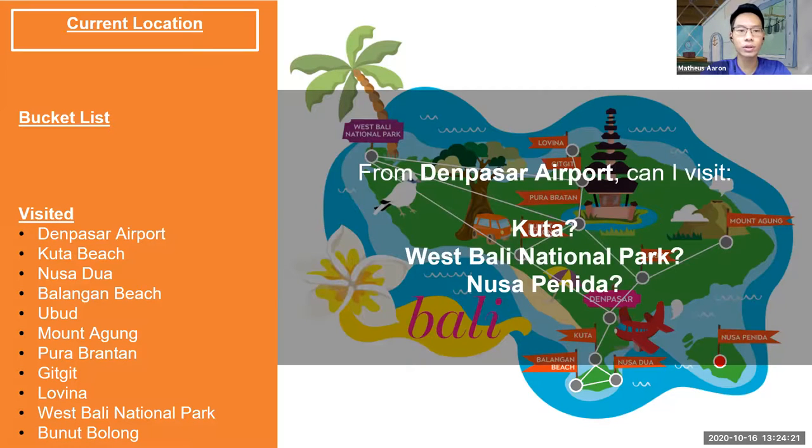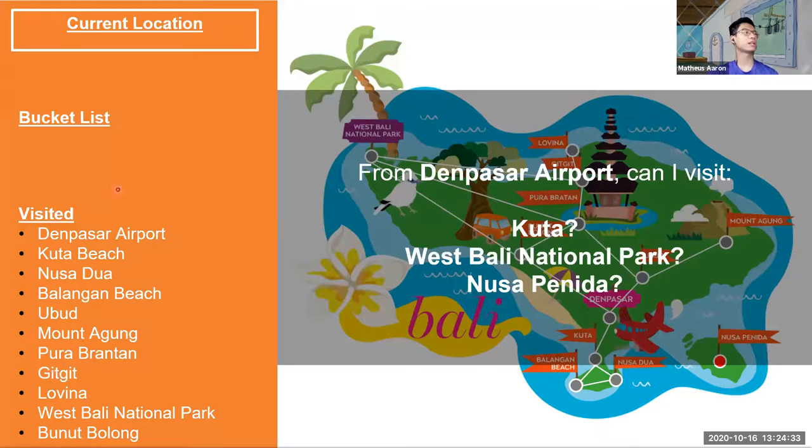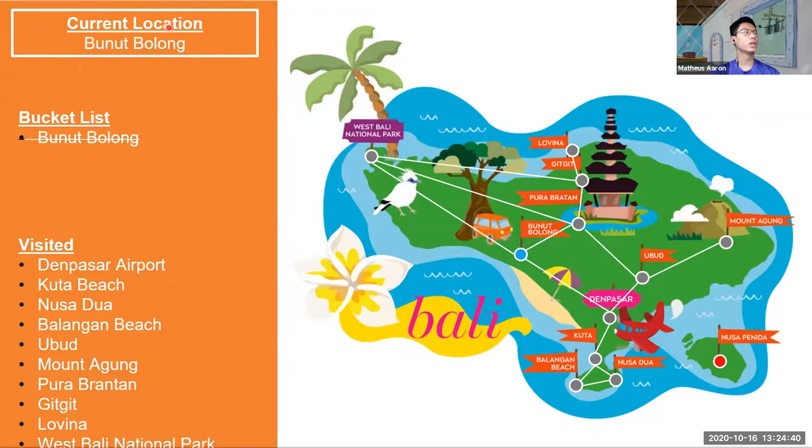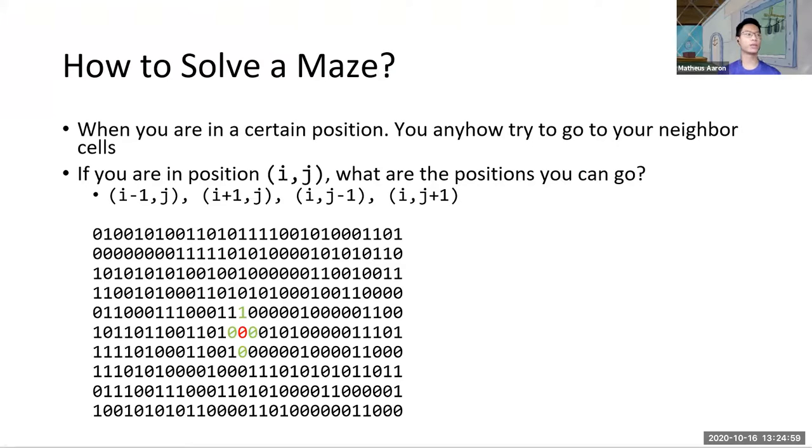So first, what we want to do is get the possible neighbors first. Remember earlier, there are three data structures that are important. First, you have to keep track of your current location. You have to have a list of your bucket list, and lastly, you have a list of your visited. And every time you change location, you need to be able to get the list of your neighbors. So in the maze earlier, you need to get your list of possible neighbors. Okay? So I think Nick mentioned earlier.